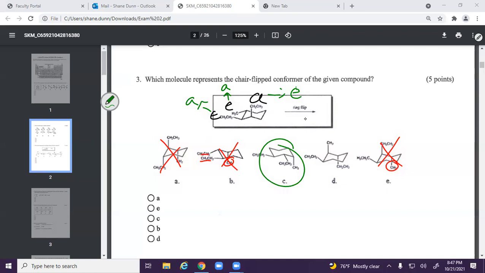Wait, so the axial becomes equatorial? Yes. Which one in C is an issue? If you do see it, this guy stays equatorial. There's a reason why.